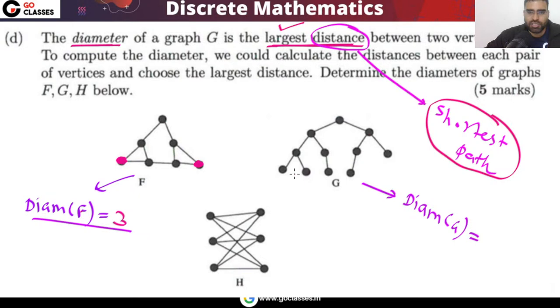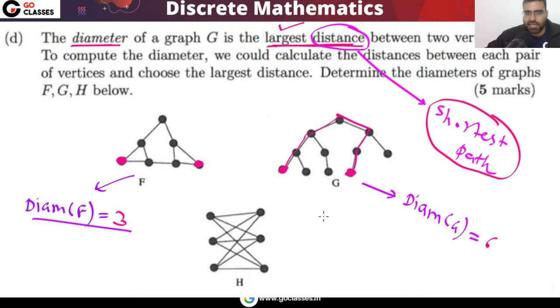So here, I can say for this vertex to this vertex, look at this. You can go 1, 2, 3, 4, 5, 6. So the answer will be 6. For this graph, the answer is going to be 6. For G, the answer will be 6.